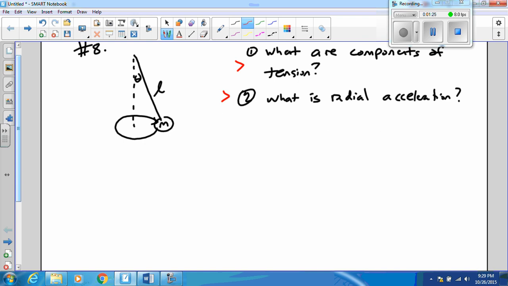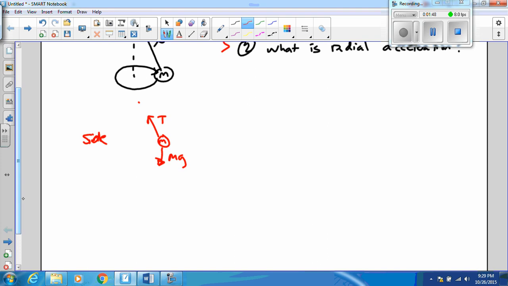Okay. So we have this conical pendulum, and now what we want to do is take a side view of it. Our side view looks like this. We have a mass, and we have a tension that's pulling along the string, and we have an mg that is pulling straight down. And that's really it for all the forces that we have on the bob. Our side view. Boy, that side is sad. There, that's better.